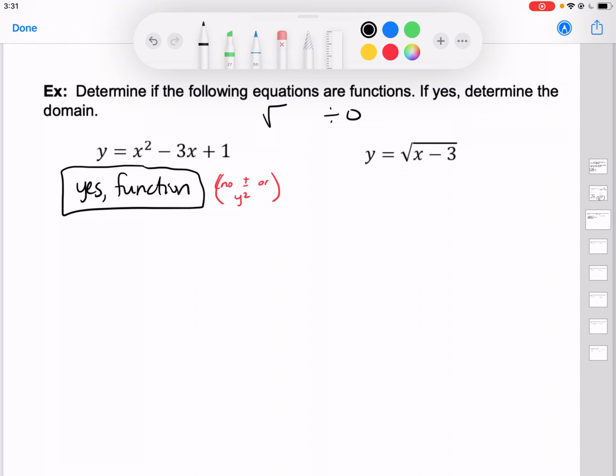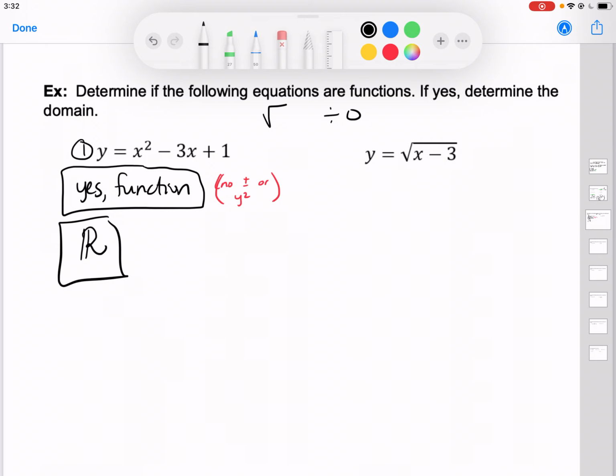This first equation, y equals x squared minus 3x plus 1, has neither a square root or division in it, which means I can literally put any number I want in for x as long as it's a real number. I can put any real number in for x and get a y value that is also likewise real. So for that reason, you just write this is all real numbers and we're good to go. That's the all real numbers symbol.